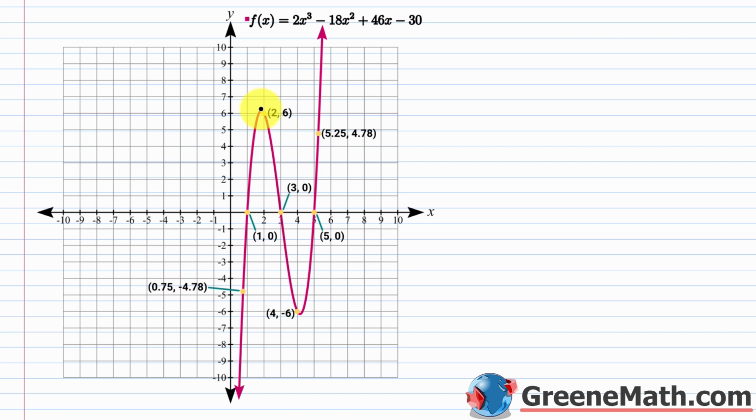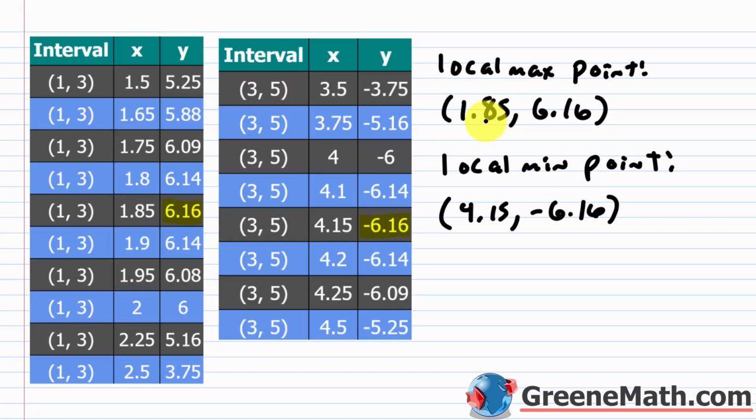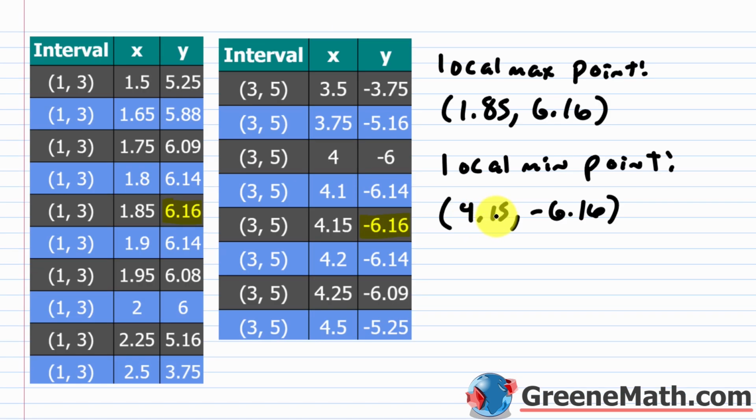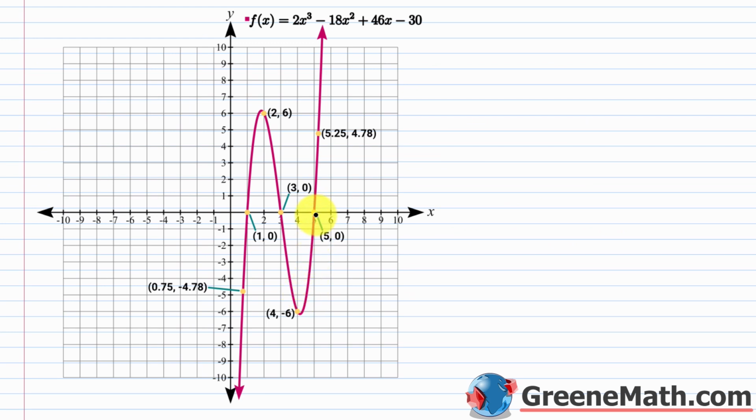Again, you would have your turn here, which is about 1.85 comma 6.16. And then we come back down. So we have this 3 comma 0. We have 4 comma negative 6. Then you'd have your turn here, which again is about 4.15 comma negative 6.16. And then you come back up and you're going to come through 5 comma 0. And then you have your 5.25 comma 4.78. So with that information there, you can make a pretty accurate sketch. Again, it's not going to be perfect and it doesn't need to be.